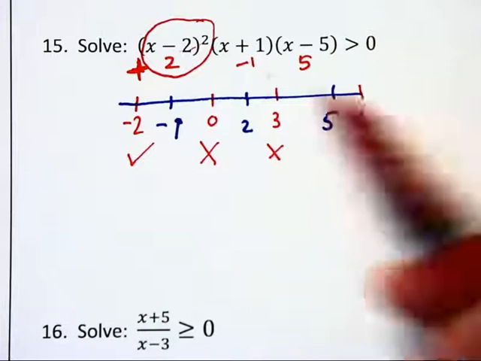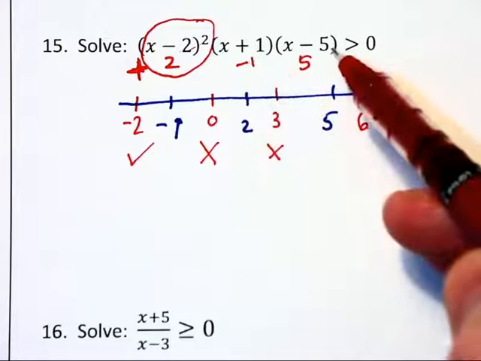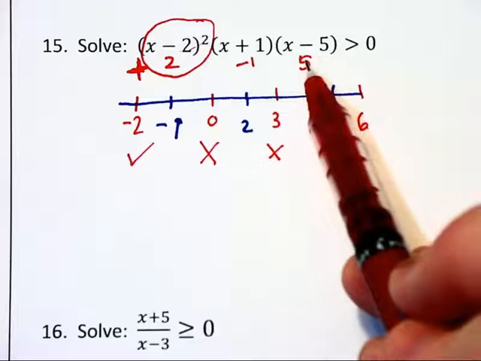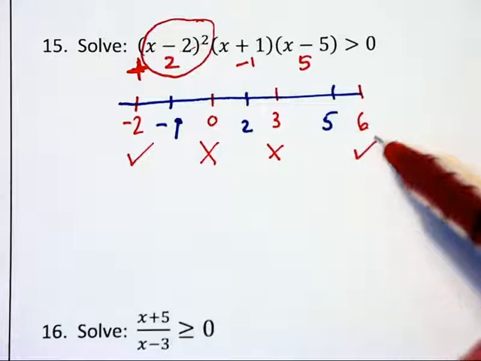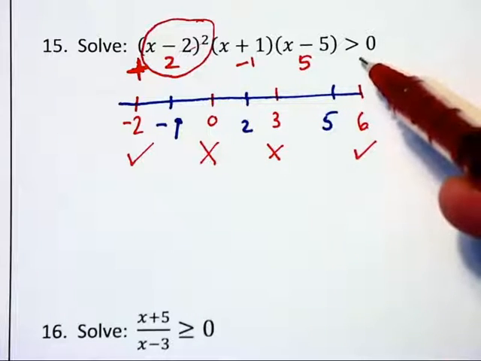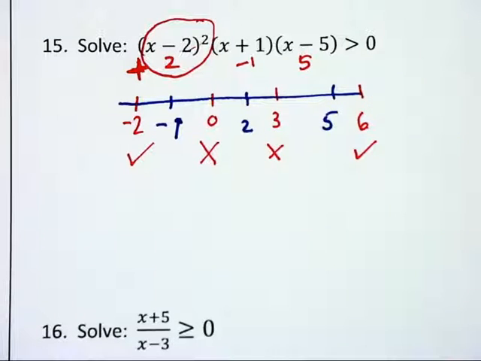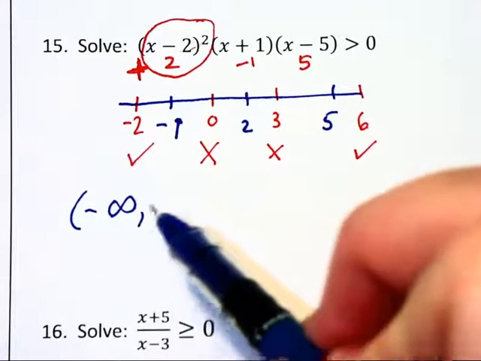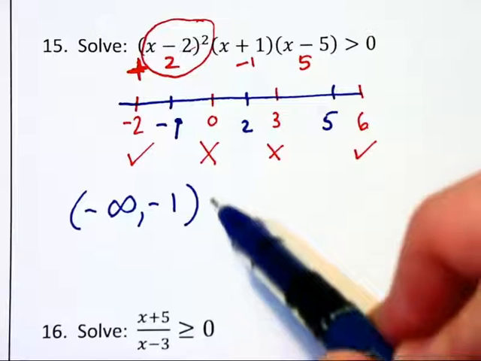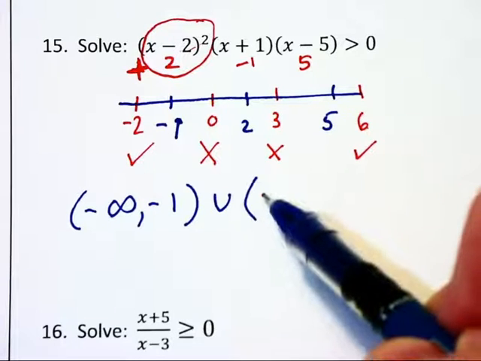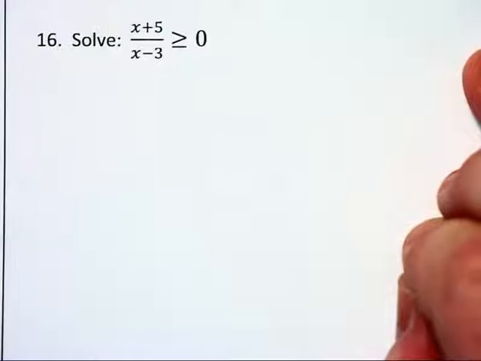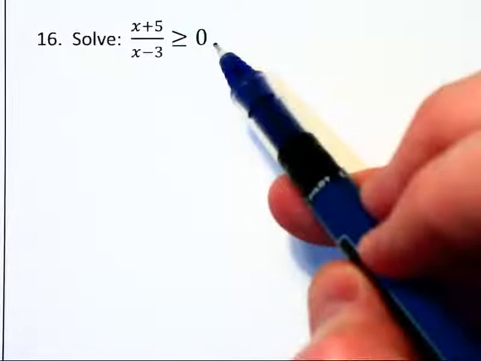Let's try 6. 6 plus 1 is 7. 6 minus 5 is 1. Both of these are positive. The product of positives is positive, and that's greater than 0, and that's what we want here. Because equality is not included within the inequality, we're not going to include the endpoints in our interval, and our solution regions will be from -infinity up to -1, which we don't include, united with 5, which we don't include, on up to infinity.